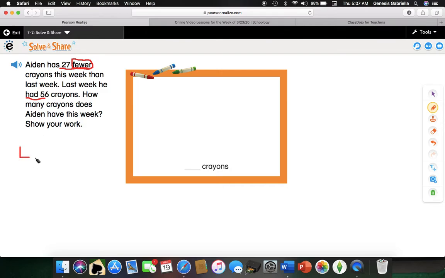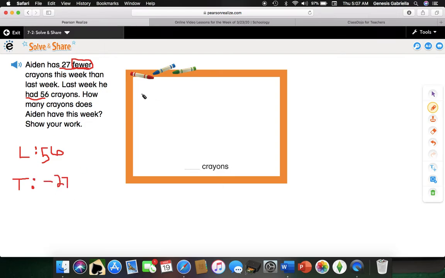So last week he had 56, so I'm going to go ahead and write down 56. And then we just need to figure out how many crayons he has this time. So I'm going to put T for this time. And to figure that out, I already know it's subtraction because now he has 27 fewer than last week. So I'm going to write that down.